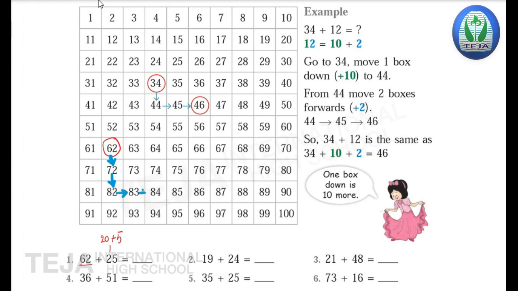1, 2, 3, 4, and 5. So 62 plus 20, and when we move 5, what is the number where we reach? We reach 87. So 62 plus 25 is how much, children? It's 87. So write down 87 here.